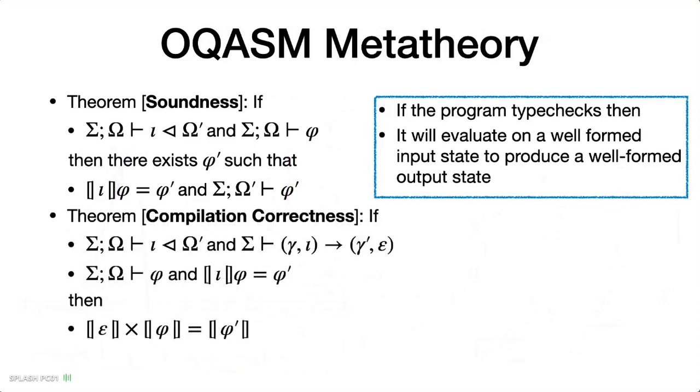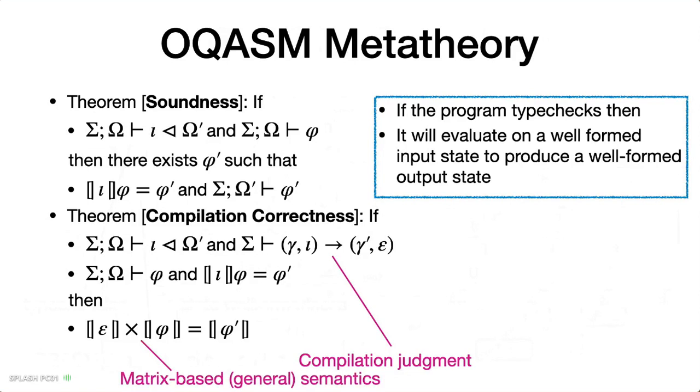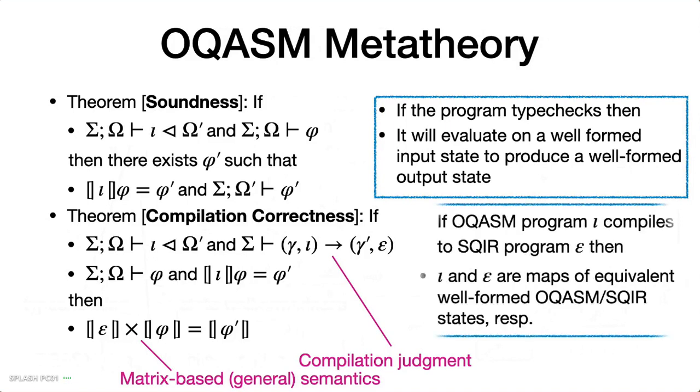Compilation correctness says that when I compile my OQASM program down to a SQIR program, which is a normal quantum circuit, and I then run the quantum program using the normal semantics, like the one I showed at the beginning with the Hadamard operations and so on with the vectors, then the interpretation of that execution is going to match the interpretation of the execution of the OQASM program. Okay, and that's what that says. And these are things that we have proved in the Coq proof assistant.